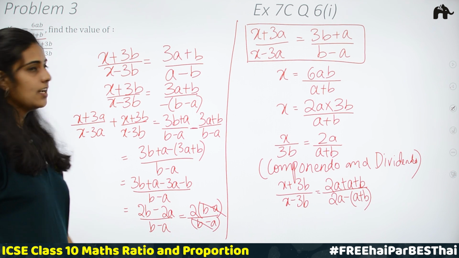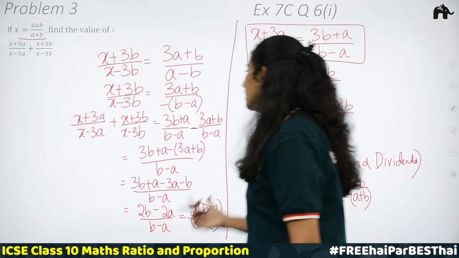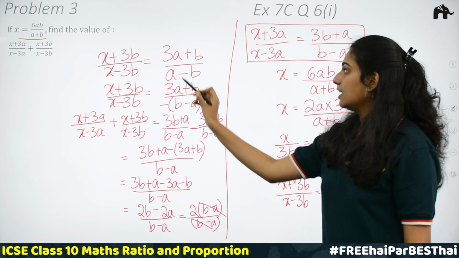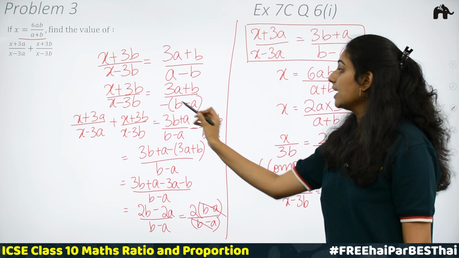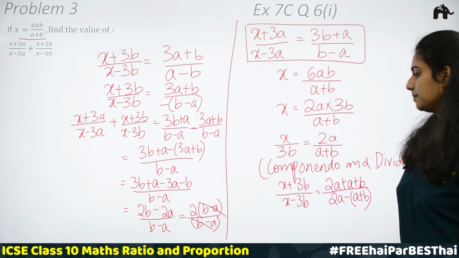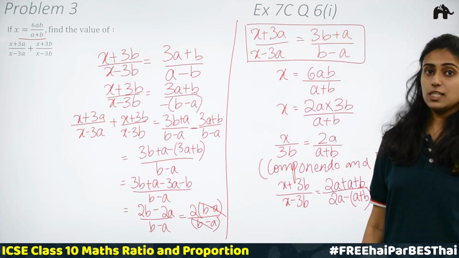Got it? This is how you can solve this question. Remember, we have taken this negative sign, that is a minus b can be written as minus b minus a, to make the calculation easier. Okay. Now let's do the next problem.